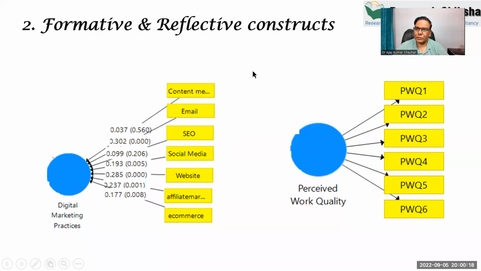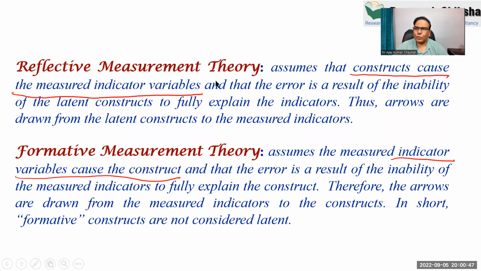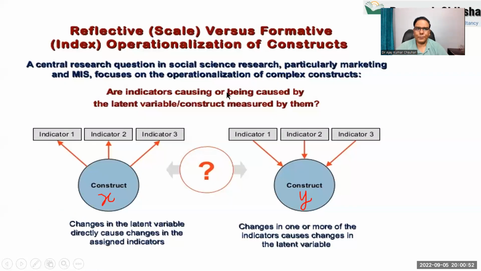And if you are thinking that who will tell me whether my construct is formative or reflective, the answer is most of the constructs, whether they are reflective or formative, come from the literature review. So when you do the literature review, you come to know whether my construct is formative or whether my construct is reflective. So there are two types, reflective and formative. I already explained to you. Now, this is also representing the same thing.